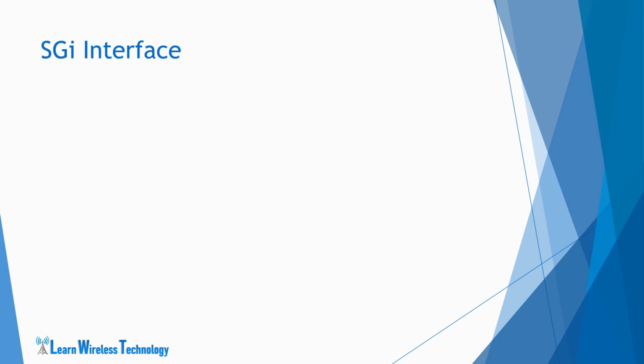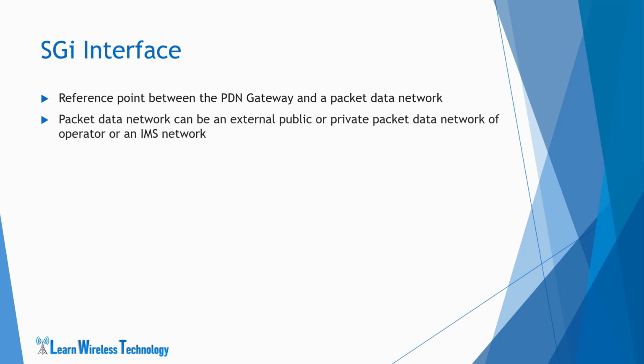The last interface we have is the SGi interface. It is a reference point between the PDN gateway and a packet data network. The packet data network can be an external public or private packet data network of the operator or an IMS network for provisioning of IMS services. So with this we come to the end of this tutorial.